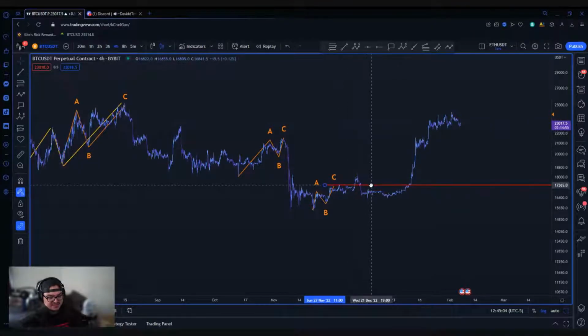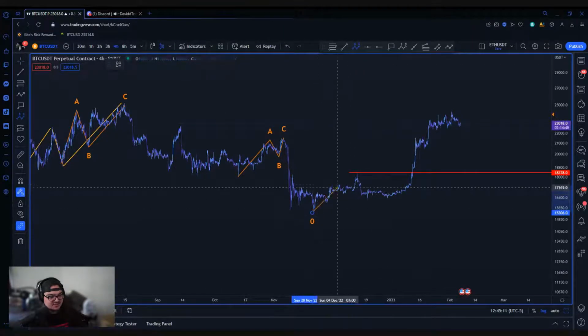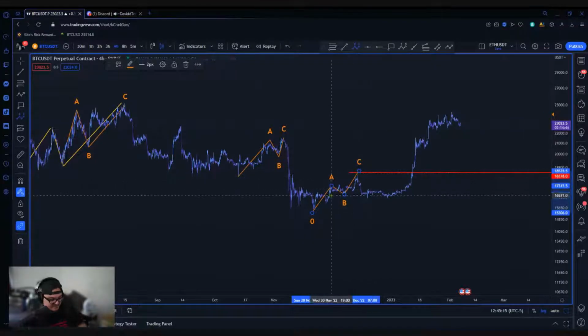Well, there's a couple I've taken. I took this one. I also took this one up here. I'll go ahead and illustrate that. We did lose a couple times, but you know what? That's part of the game. And luckily, we were able to lock in profits from the previous short position.